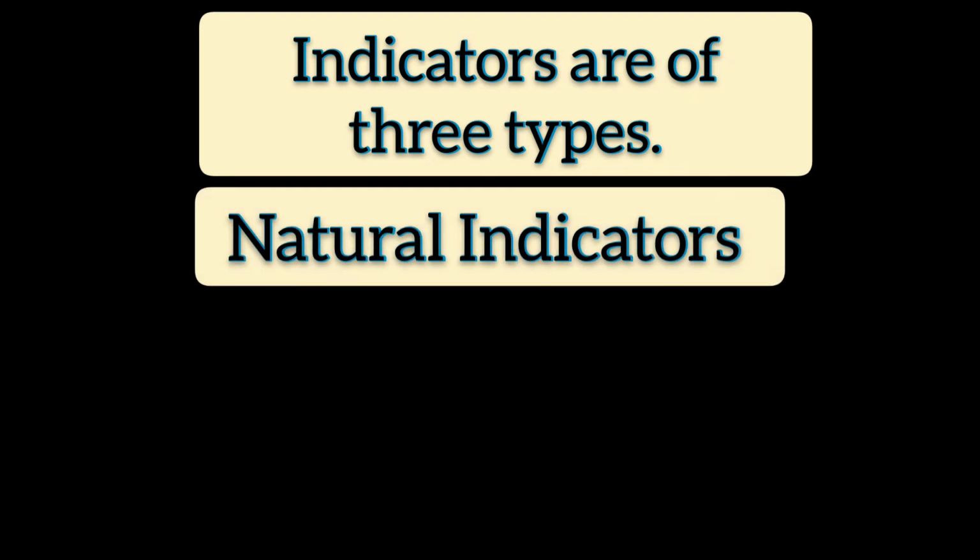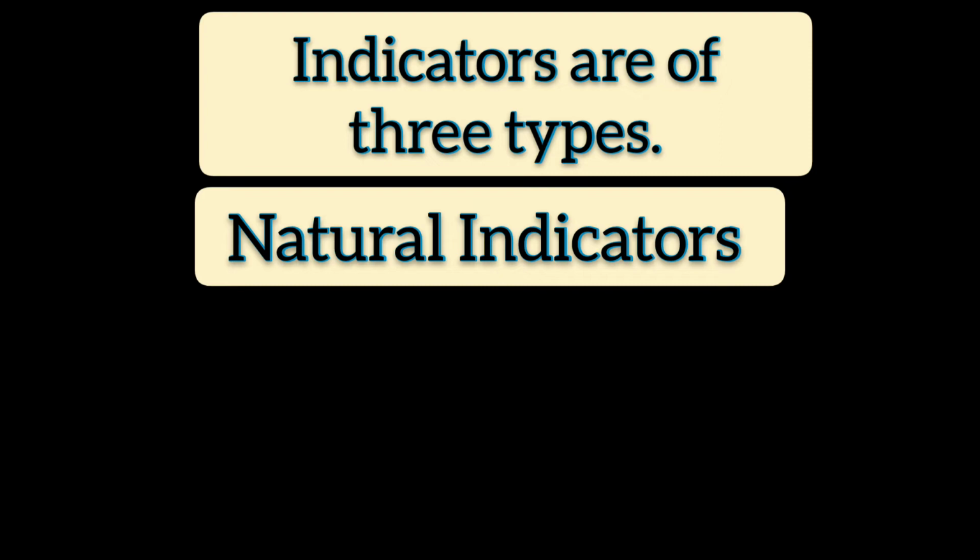The first one is natural indicators. These indicators are obtained from nature like plants and other living beings. For example, litmus, which is obtained from lichens that belong to division Thallophyta of plants. It is originally purple in color. Other examples of natural indicators are red cabbage extract, colored petals of flowers like hydrangea, petunia and geranium.